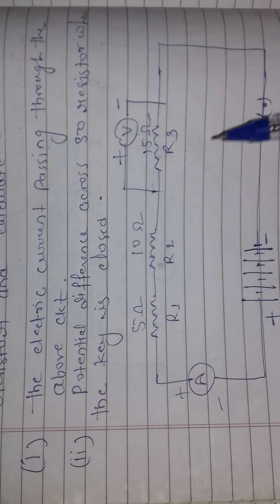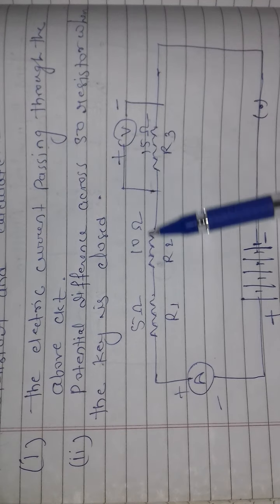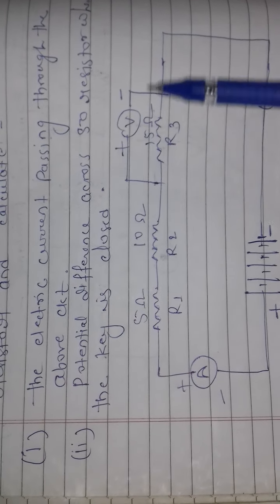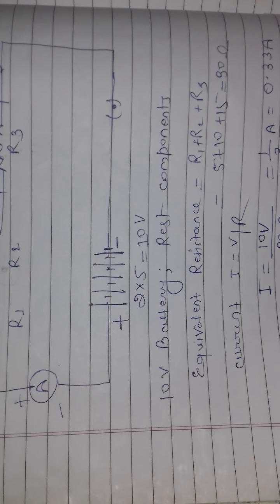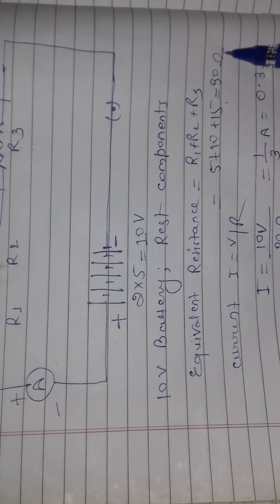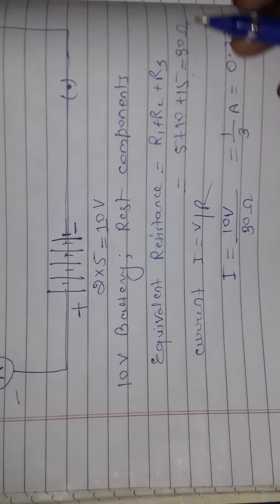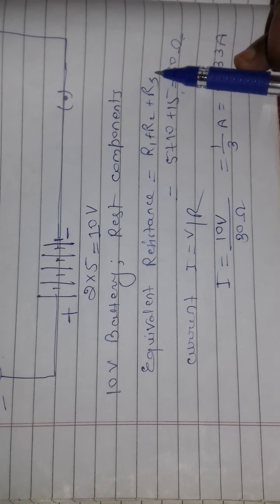For finding the electric current, first we have to find the equivalent resistance. The 3 resistors are connected in series, so what will be the equivalent resistance? 5 plus 10 plus 15 is equal to 30 ohm. Since the resistances are connected in series, we add all 3 resistances.